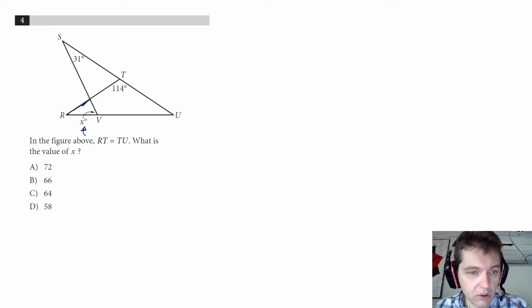So you can bet that you're going to be finding this angle here in the corner R, and this angle here, which we'll call Y just to give it a name of that point that we'll be using later.